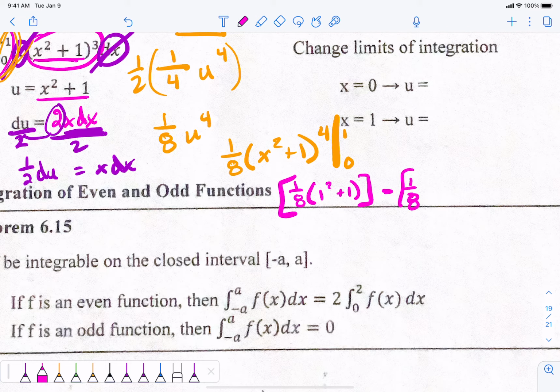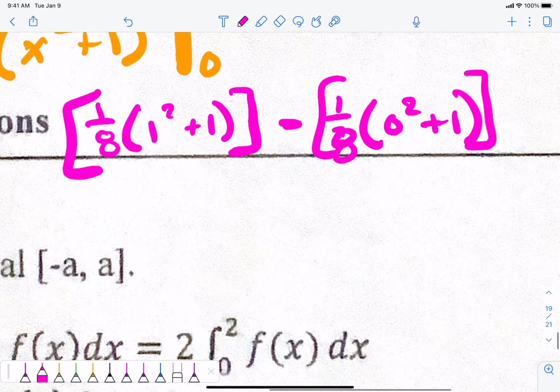1/8 times 0 squared plus 1. Because this time it doesn't cancel out, right? It's not gone. So with substitution, it doesn't always cancel out at the end. Okay? So something minus 1/8.